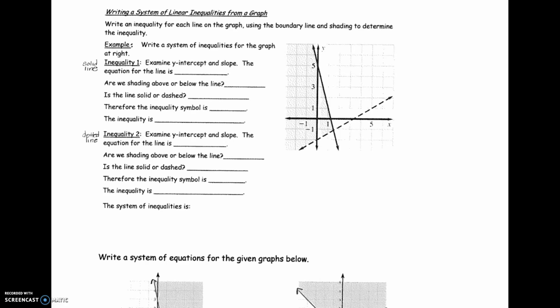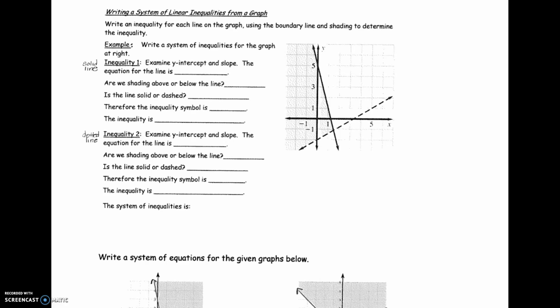Okay, writing a system of linear inequalities from a graph, just like we did when we had the regular linear inequality and it wasn't a system, we're going to be doing the same thing. Write an inequality for each line on the graph using the boundary line and shading to determine the inequality. So we're going to look at inequality 1, which I'm calling the solid line.